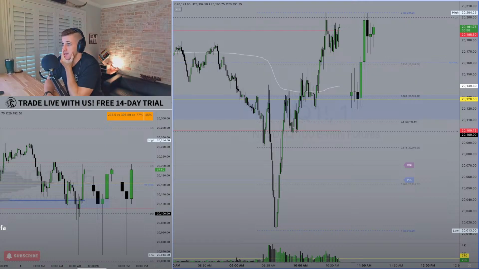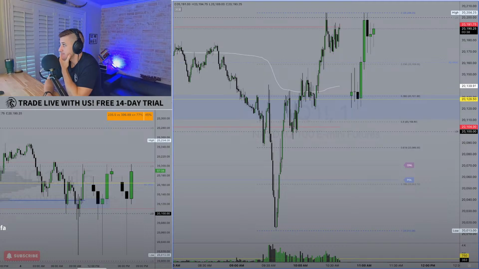Might be time to shut it down here. NQ is churning beneath this 200. Chat's gone to straight weather mode, so it's a good clue. Yeah, I think we'll call it there.